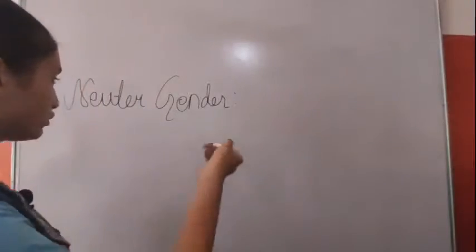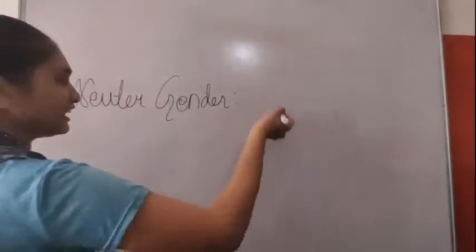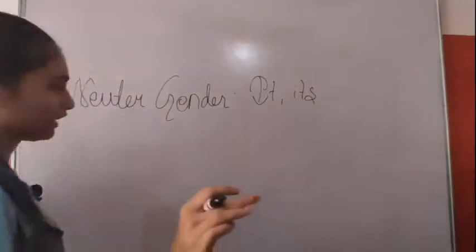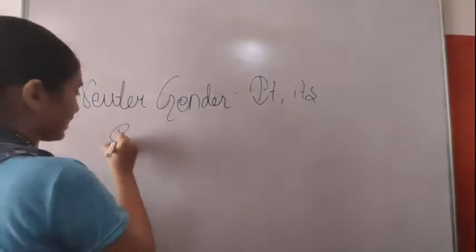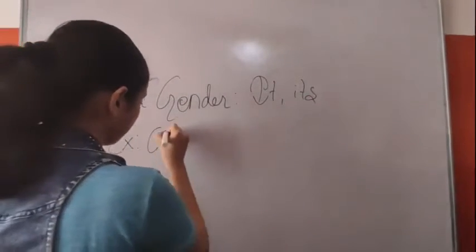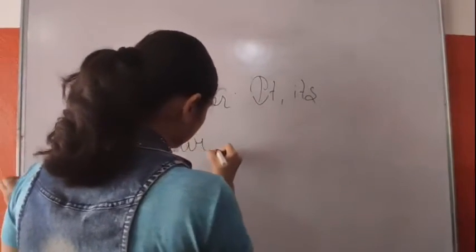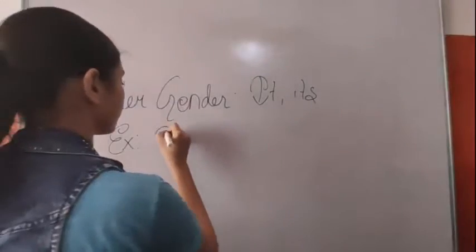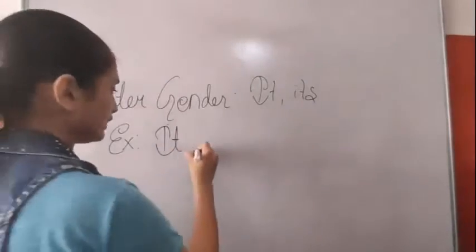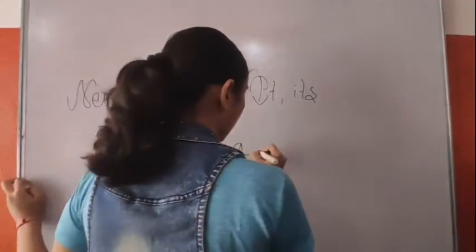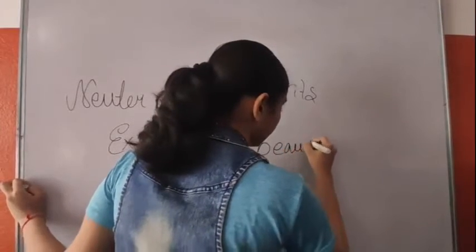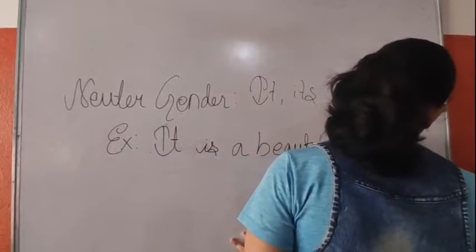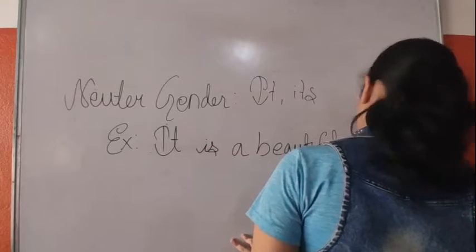Now let's move back to our topic. Neuter gender, for example, chair. No, not chair. Let's take one example then. It is a beautiful painting.